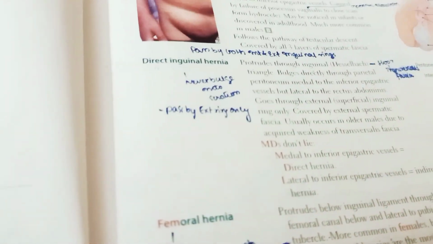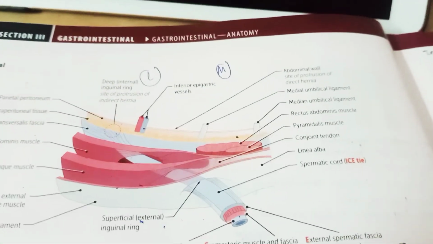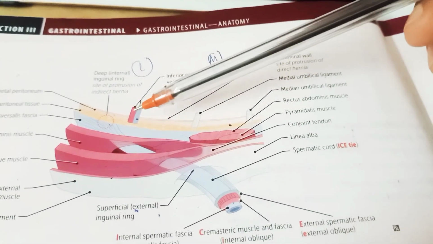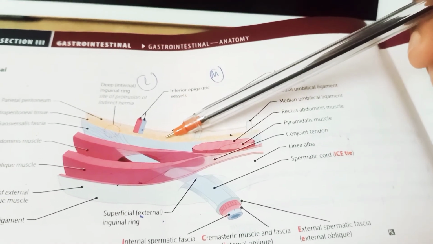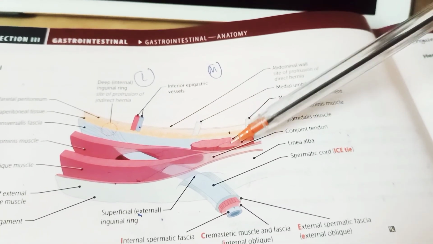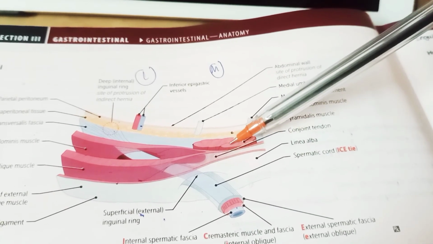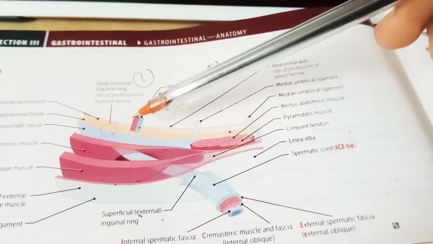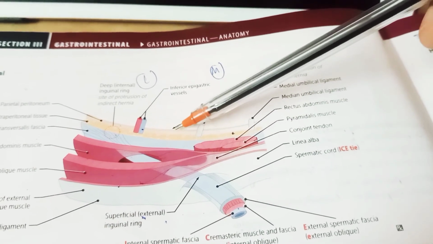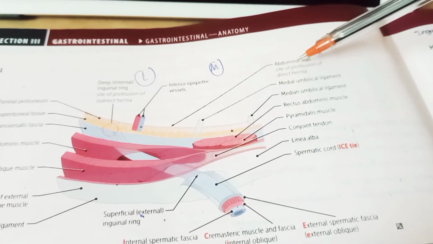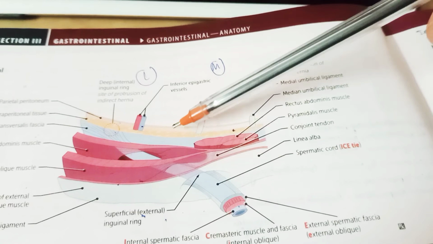Next we'll discuss direct inguinal hernia. This is very simple. Direct inguinal hernia will be medial to the inferior epigastric vessels, but important thing, it moves lateral to the rectus abdominis muscle. You can see rectus abdominis, lateral to rectus abdominis, medial to inferior epigastric vessel. This is the site, you can see, the abdominal wall site of protrusion of direct hernia.